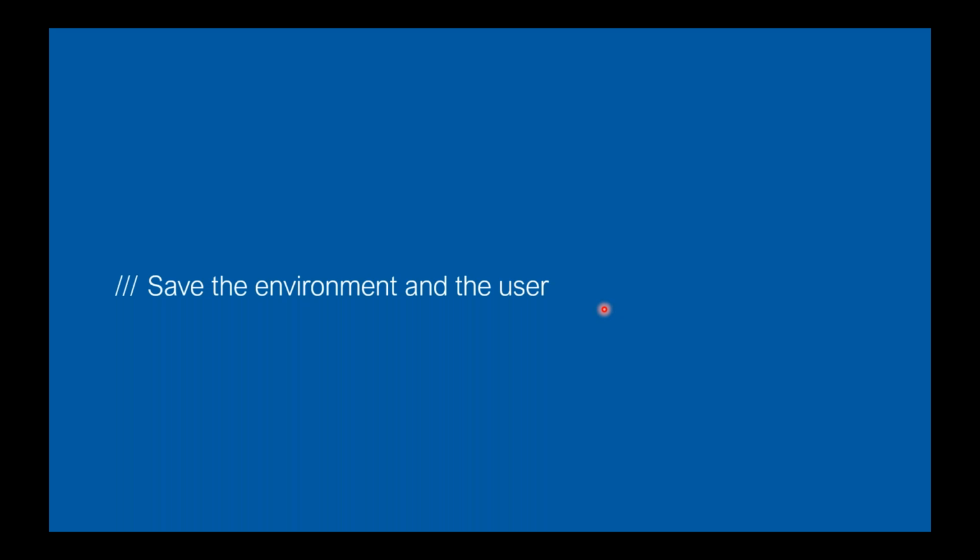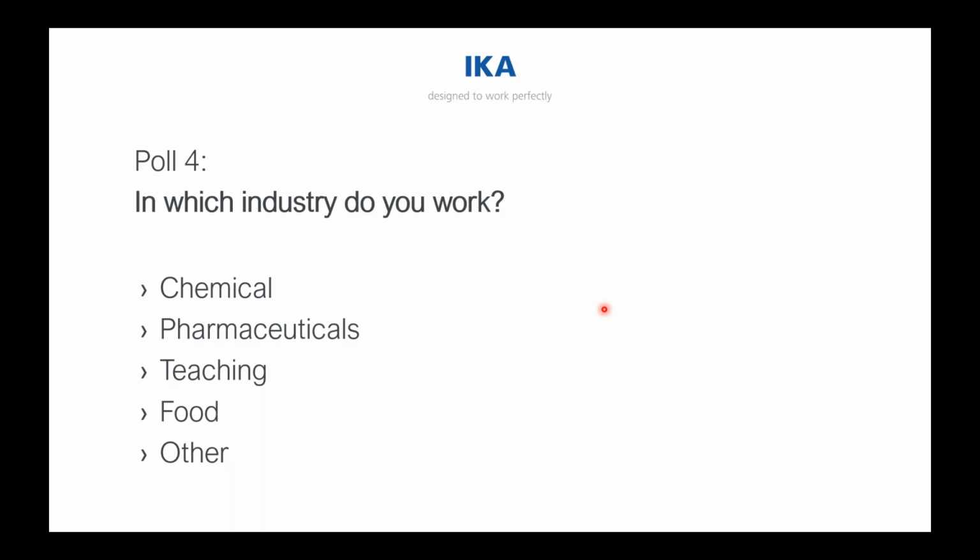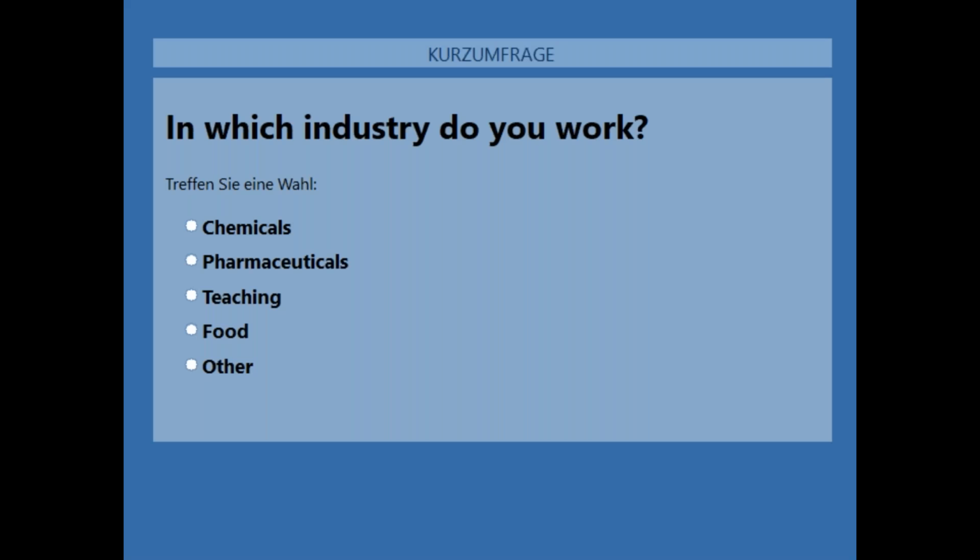All right. So the next topic would be, how can we save the environment and also the user when using rotary evaporators? And for this, I also have a short poll where I would like you to vote again. In which industry do you work? We know now that most of you are chemists or have a chemical background, but what is the industry you're actually working in? Chemical, pharmaceuticals, maybe teaching in universities, food, or maybe something totally different. It would be great if you could just vote.